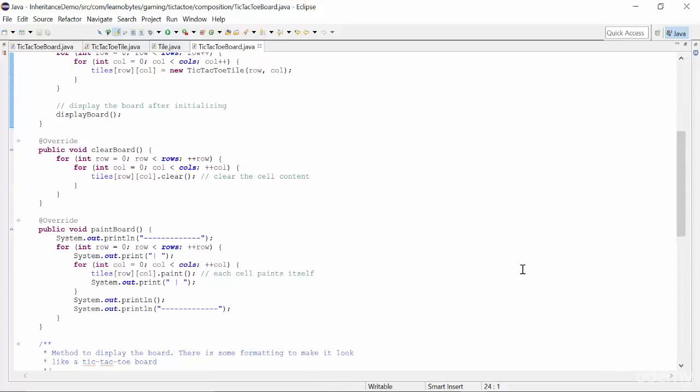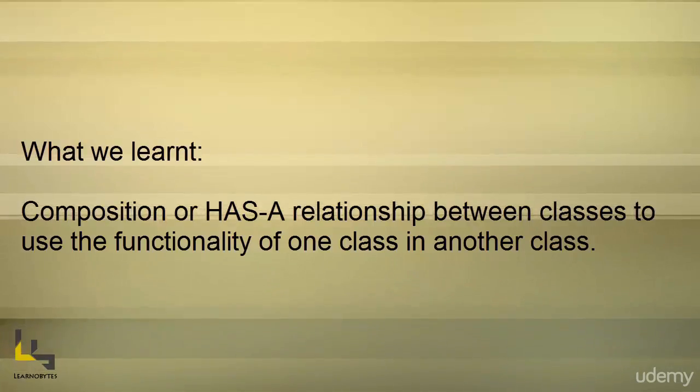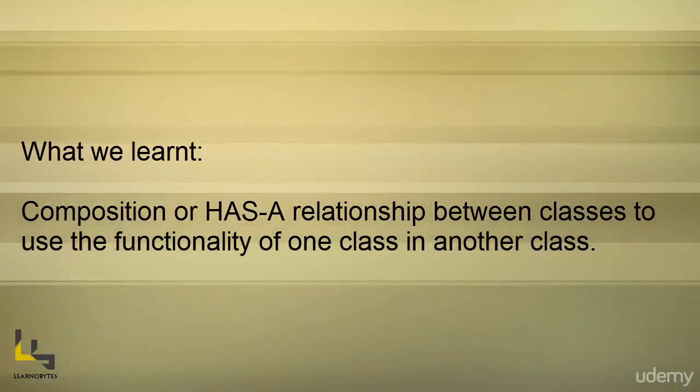Let's look at the paintboard method. For now, we are just printing the board on the console. Iterating through the rows and columns to paint each tile, we just call the paint method of the tile to paint itself. Thus, we saw an example of composition or has-a relationship between classes to use the functionality of one class in another class.